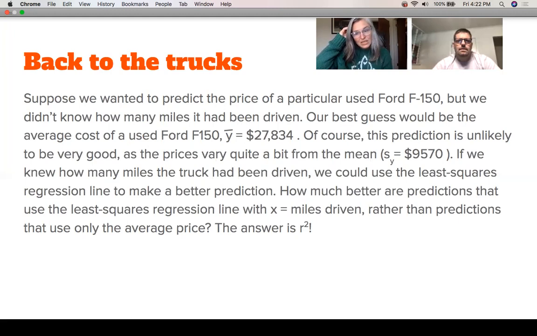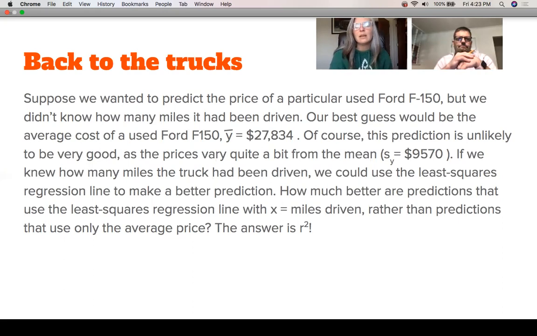Of course, this prediction is unlikely to be very good, as the prices vary quite a bit. In fact, the standard deviation from that $27,800 price is almost $10,000. So they're all over the place. There's just a lot of variation in truck prices.